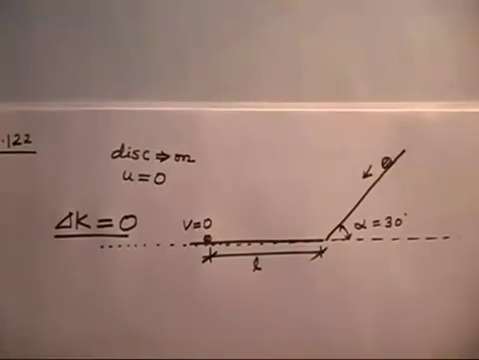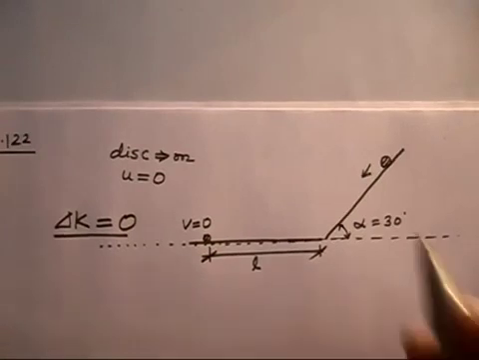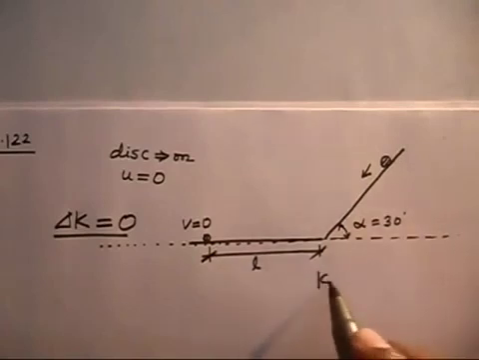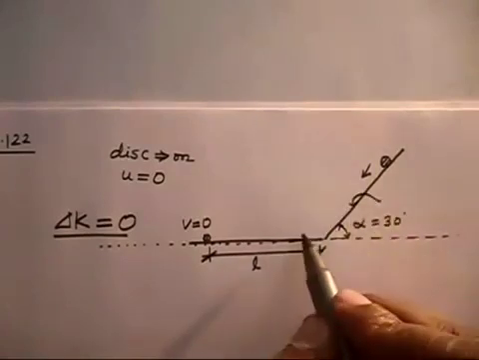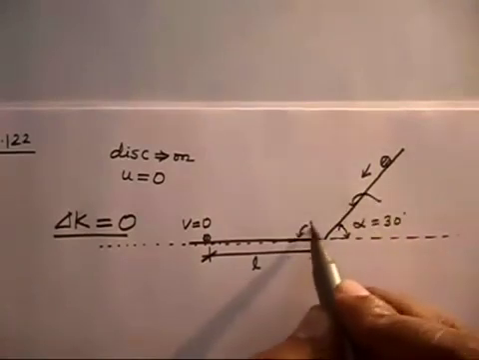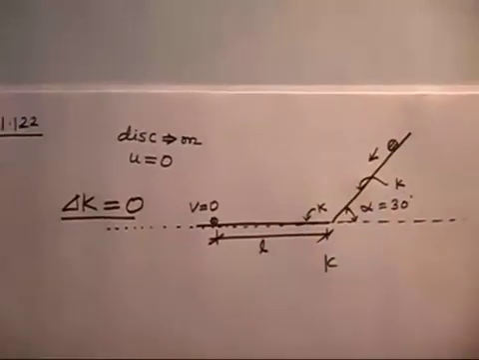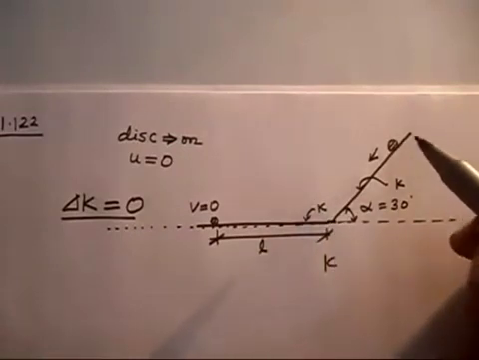Find the work performed by the friction forces over the whole distance, assuming the friction coefficient K is the same for both the inclined as well as the horizontal surface. So the friction coefficient is K. Here also we have friction, here also we have friction. Both have friction coefficient K. Now to find the work done, it's slightly easy. In this region, how will we find the work done?